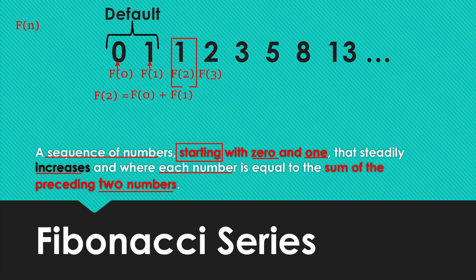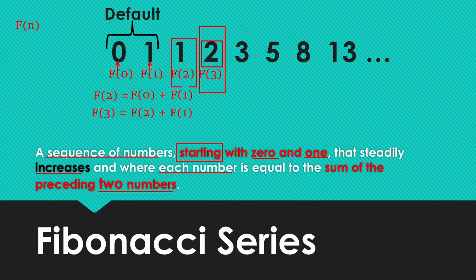Similarly, if we want to calculate F of 3, that will be F of 3 equals F of the two preceding numbers. So we have F of 2 plus F of 1. Those are the two preceding numbers. If you add 1 plus 1, then you get the result, which is 2.